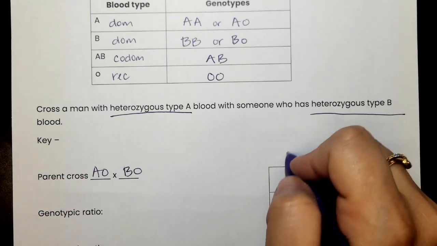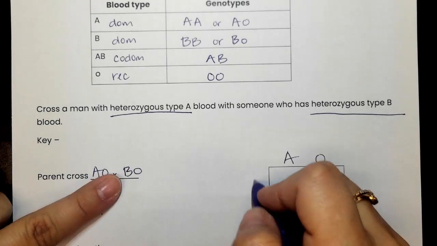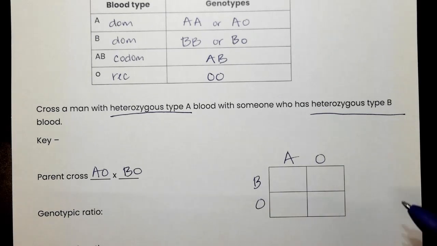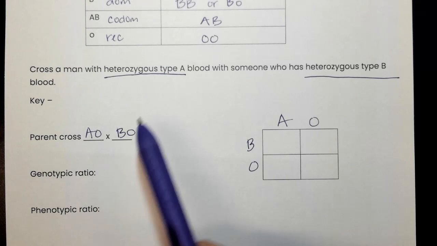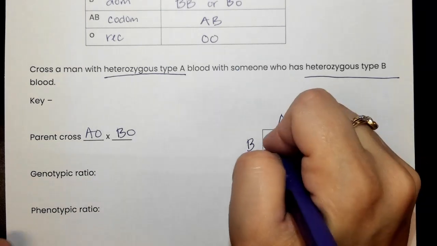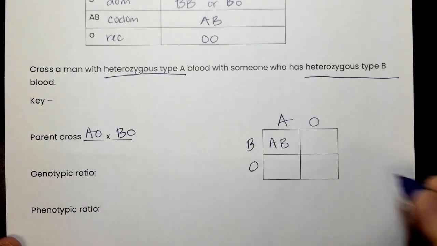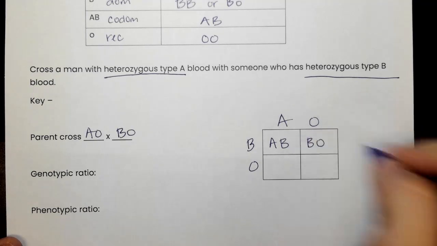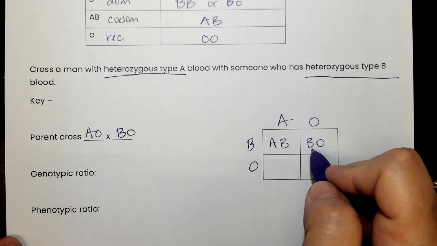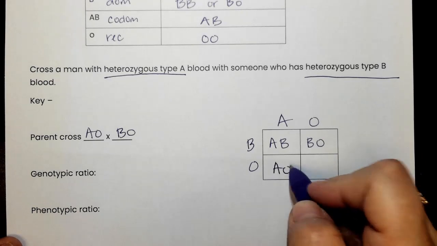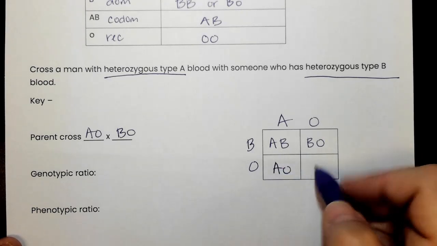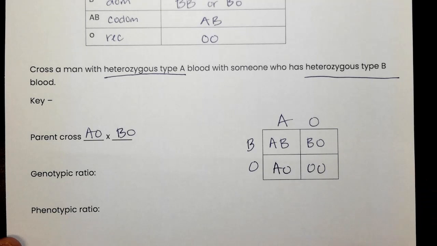So I'm going to take the first parent, put it here, take the second parent's alleles, put them here. Now, when I fill in my boxes, it's just kind of common practice to put A first. So I'm going to put A and then B. My second box would be BO. Since B is the dominant allele, I usually put that first. Same thing with this box. I'm going to put A first since it's our dominant allele. And then the last box would be OO.